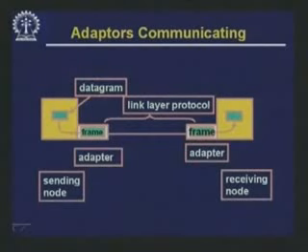Let us say we have a datagram coming from a higher layer. This is made into a frame by this adapter card, and then this frame is sent. In sending it, this is where the link layer protocol comes into the picture, and the frame reaches the destination. These are the two adapters, the sending node and the receiving node.